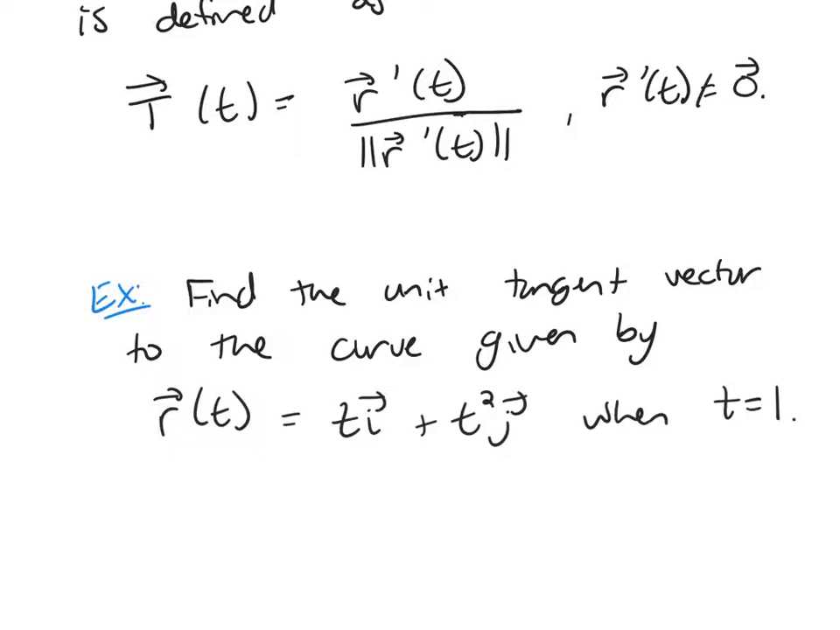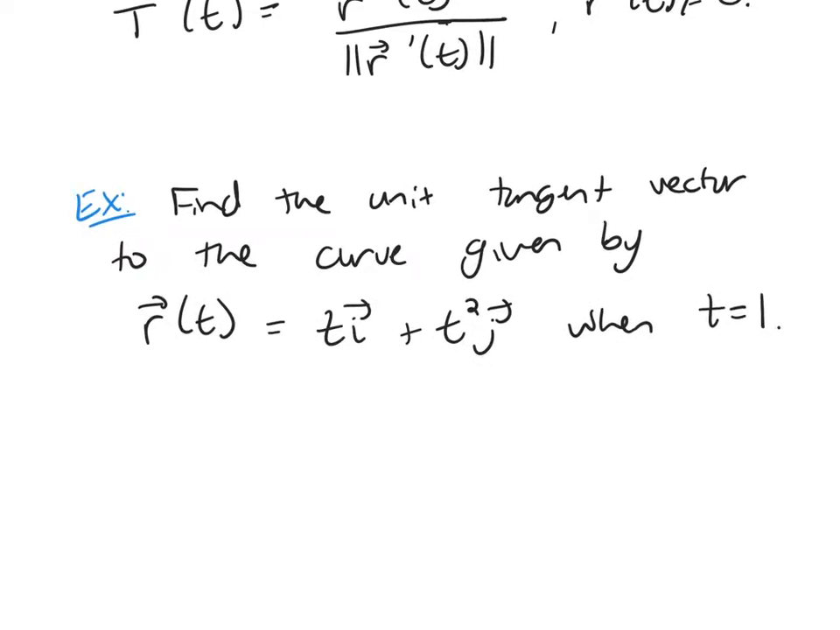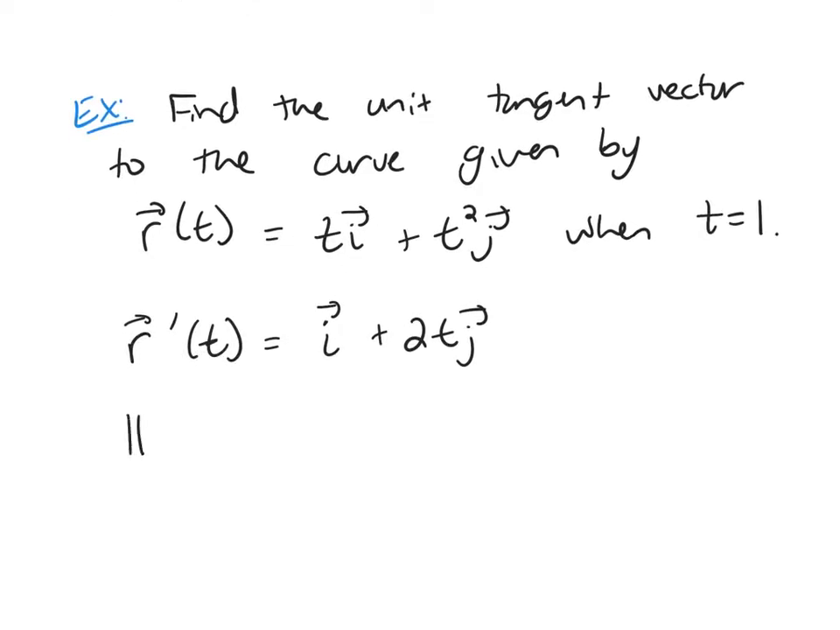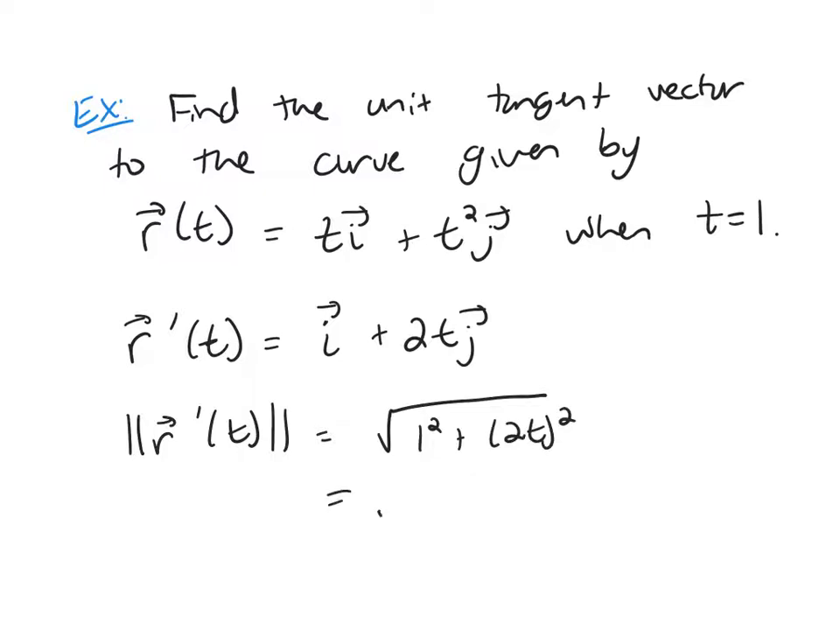So the first thing I'm going to need in order to find our unit tangent vector is the derivative of the function r. So we're going to start by finding r prime. We're going to take our derivative. The derivative of r will be i plus 2t j. And then we're also going to need the magnitude of the derivative. The square root of 1 squared plus 2t squared. So the square root of 1 plus 4t squared.